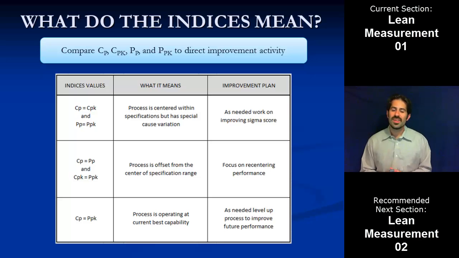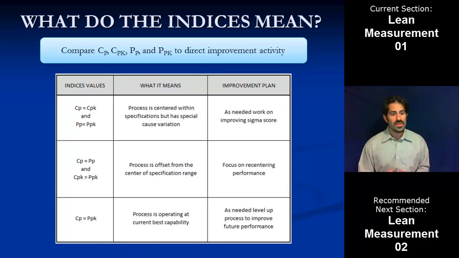So the improvement plan there is, well, let's tighten up that variation. Let's find why one of them is 5.2 inches and one is 6.8 inches instead of being within that tight range, and let's find a way to tighten that up, right? Let's improve that sigma score, tighten that variation.